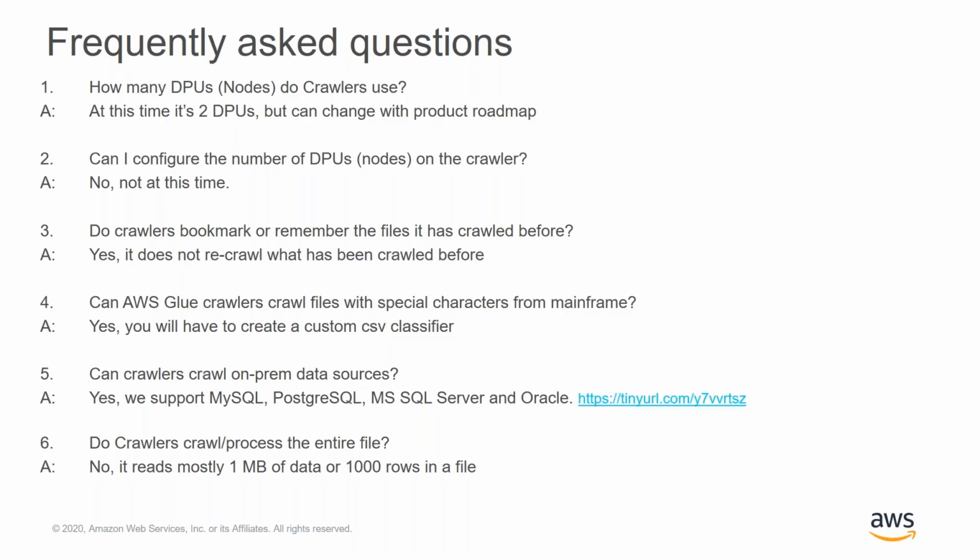How many DPUs does a crawler use? Right now we use 2, and this will help you in calculating the costs for your crawler. But this can change, so don't bank on it. We've got plenty of ideas. Obviously, all our systems are changing, but right now we use 2 DPUs behind the scenes when we run a crawler.